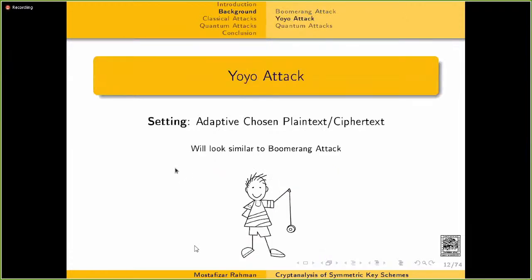Now the yo-yo attack. This is another attack which was introduced by Rønjom et al. for SPN block ciphers in ASIACRYPT 2017. It is quite similar to the boomerang attack, and this also occurs in the adaptive chosen plaintext-ciphertext scenario.